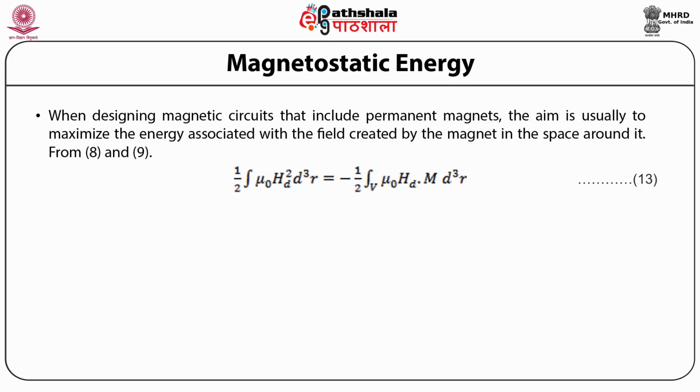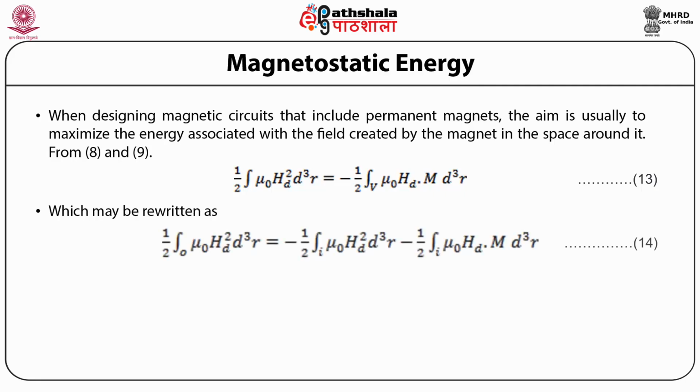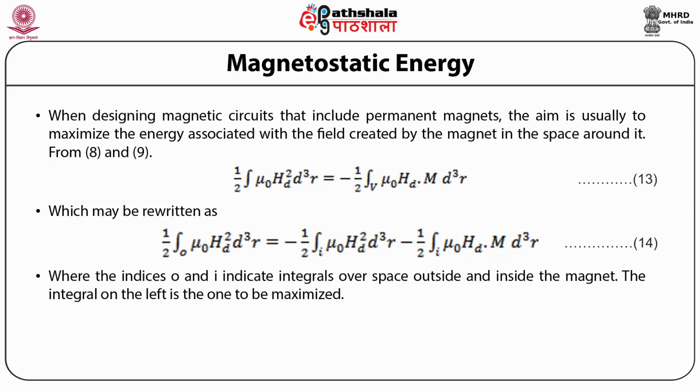From equations 8 and 9, we have half the integral of μ0 Hd² d³r equal to minus half the integral of μ0 Hd·M d³r, which may be rewritten as half the integral over O of μ0 Hd² d³r equal to minus half the integral over I of μ0 Hd² d³r minus half the integral of μ0 Hd·M d³r, where the indices O and I indicate integrals over space outside and inside the magnet. The integral on the left is the one to be maximized.